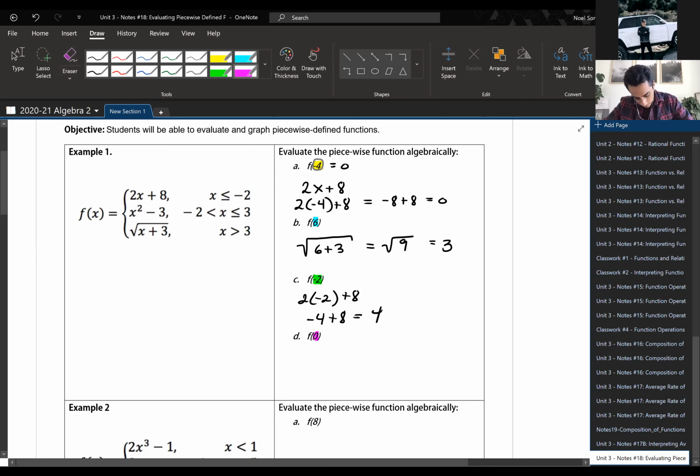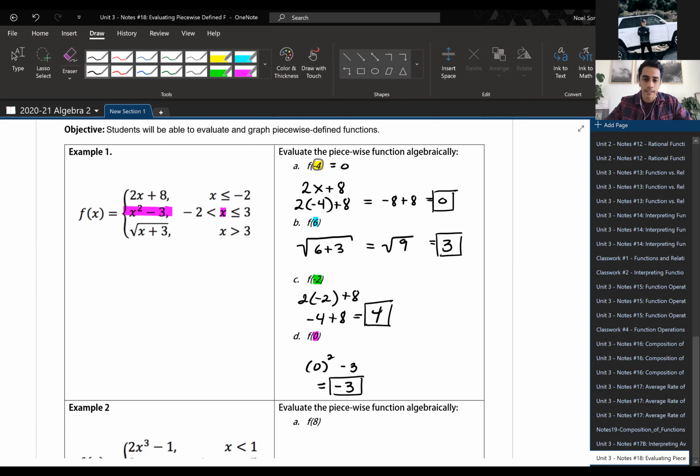And then finally, you have f of 0. Where would f of 0 fit? It fits best right here, right? Because 0 is in between -2 and +3. It's greater than -2, but less than or equal to 3. So we would use the middle function to evaluate. We would have 0 squared minus 3, which ends up just being -3. So these would be your outputs on the piecewise function.